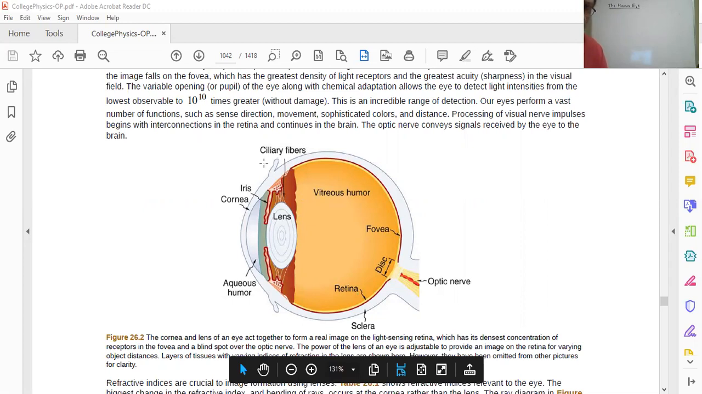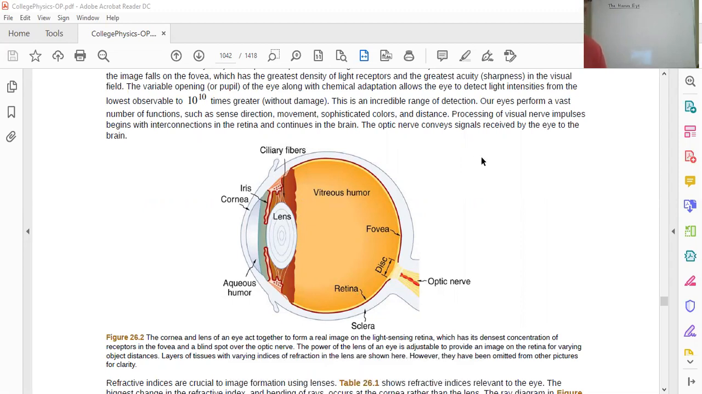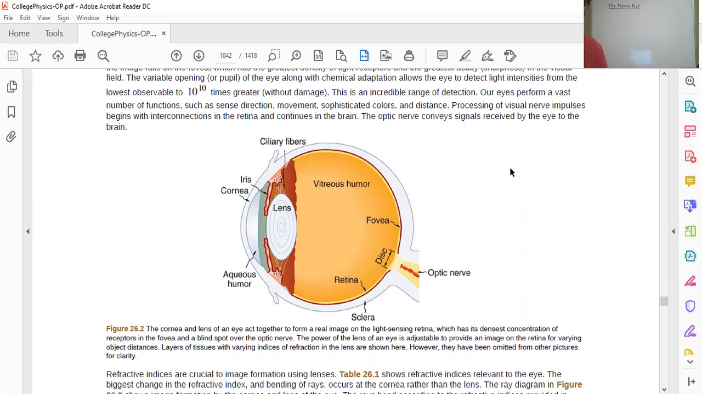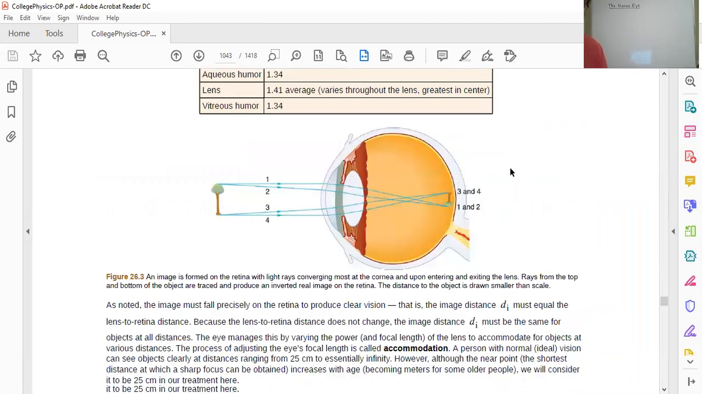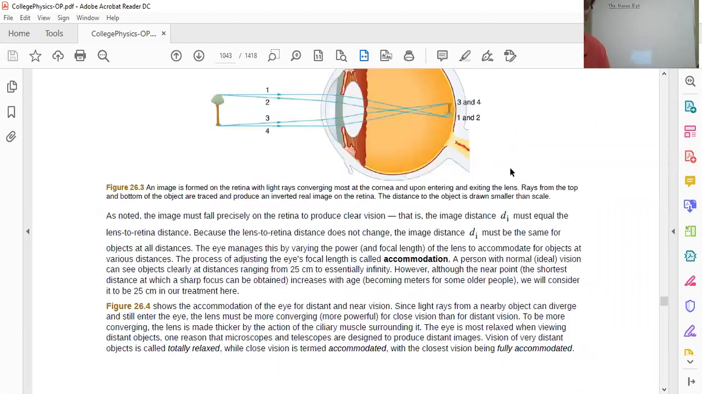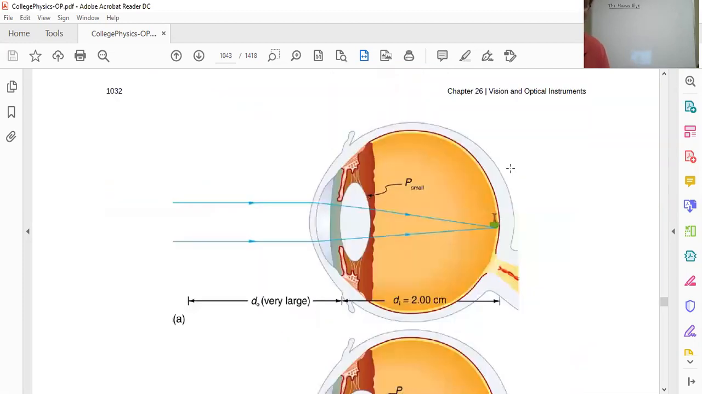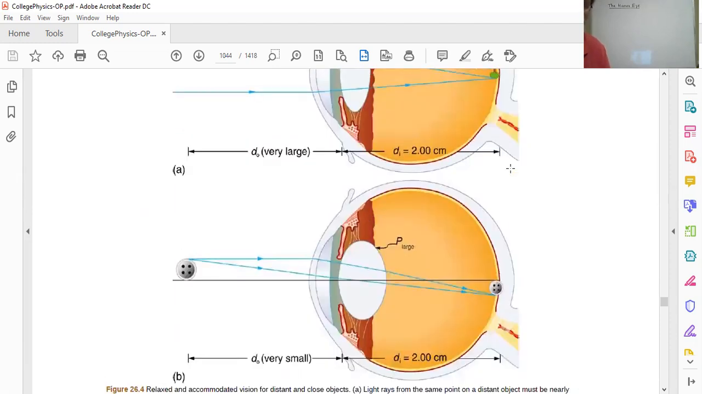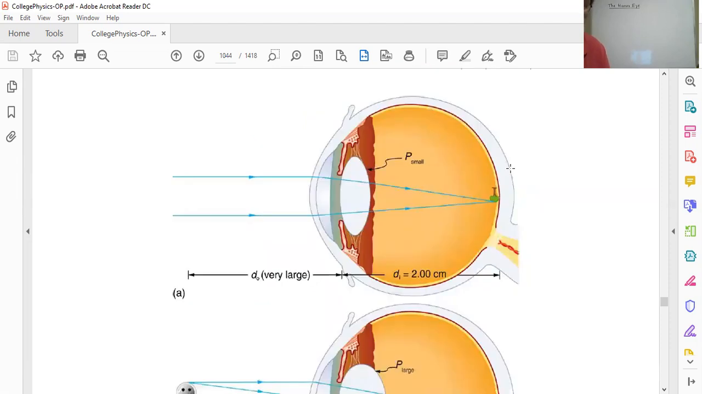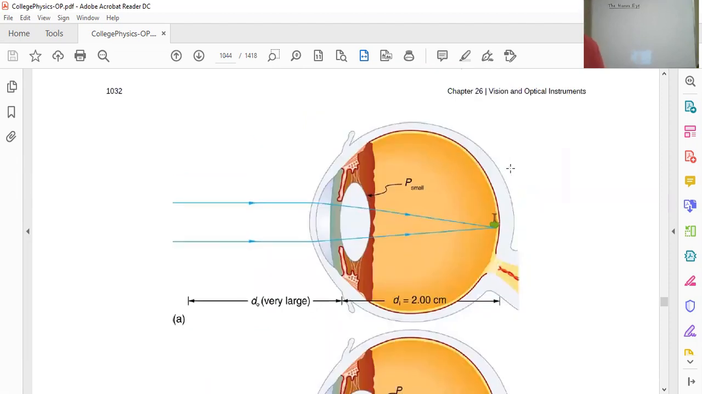it has these ciliary muscles. Let me see if I can get a better picture here in the book. Ciliary muscles will accommodate the lens. So it'll either put the lens under maximum stress, or it'll have the lens in its most relaxed position. So you see in the very case that if we're looking at something very far away, this picture right here, the lens is what we refer to as totally relaxed.